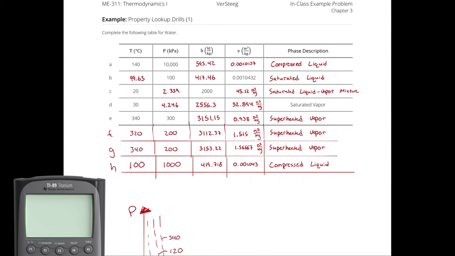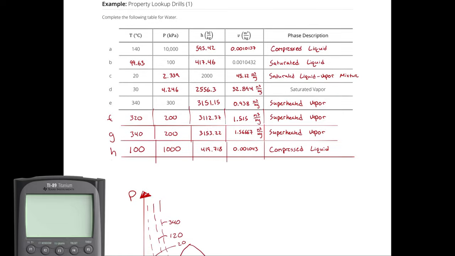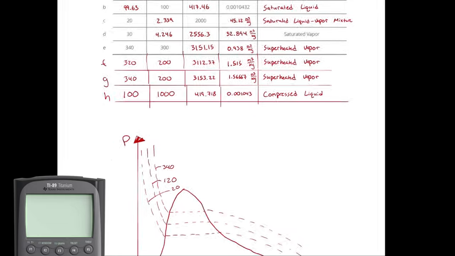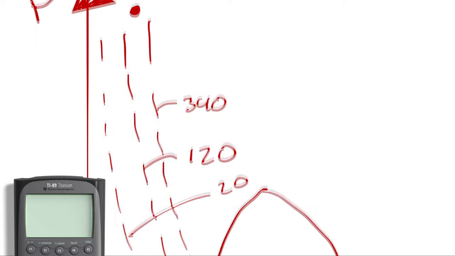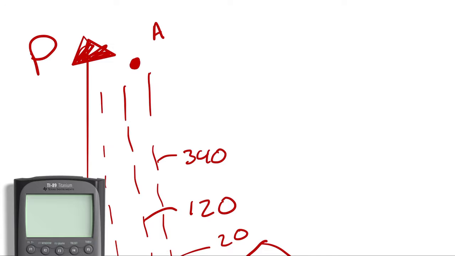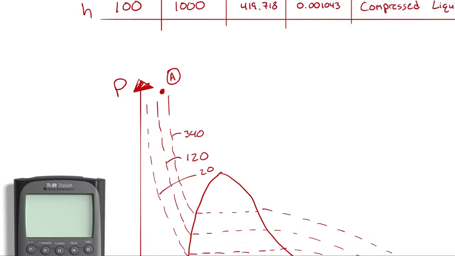So state point A is at 140 degrees Celsius and 10,000 kilopascals. So state A is going to be at a temperature that is a little bit higher than our line of constant temperature for 120, but it's going to be way up here. It's way up and to the left relative to our dome.